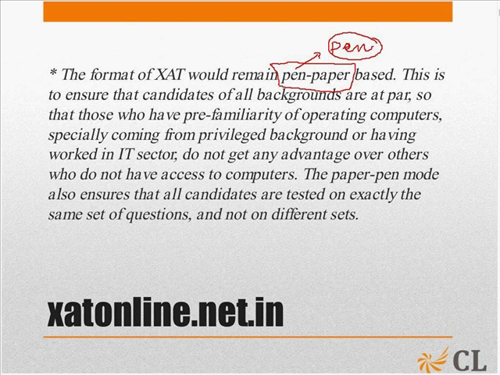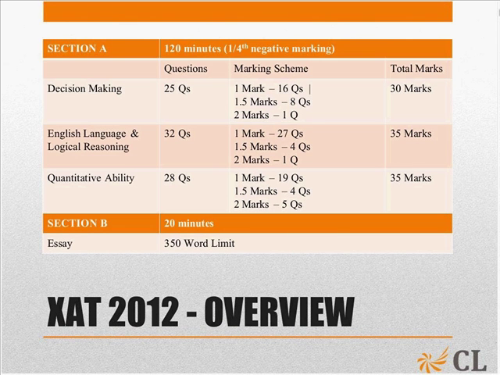So what we'll basically do is understand the kind of score we should look at in each of the sections, and the kind of approach one needs to have in each section. To do that, let me first go to XAT 2012. So this was how XAT 2012 was. Like how it's going to be in XAT 2013, there are three sections: decision making, English language and logical reasoning, and third is quantitative ability.